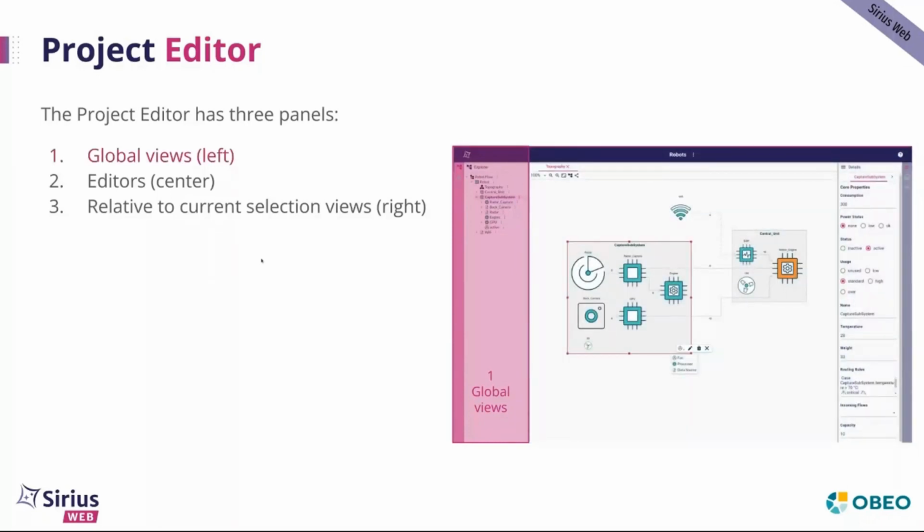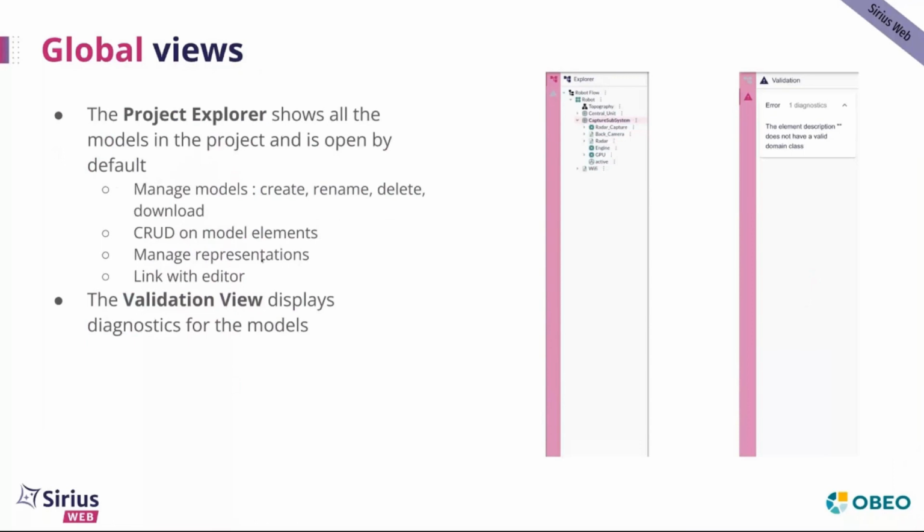First, we will focus on the left panel, the global views. In the left panel, you can choose between 2 views. The Project Explorer with all the models in this project. This is the one open by default. And the validation view with all the model's diagnostics. So the validation view shows diagnostics of the whole project. Diagnostics are sorted by kind and can be either hidden or displayed thanks to a kind of accordion widget.